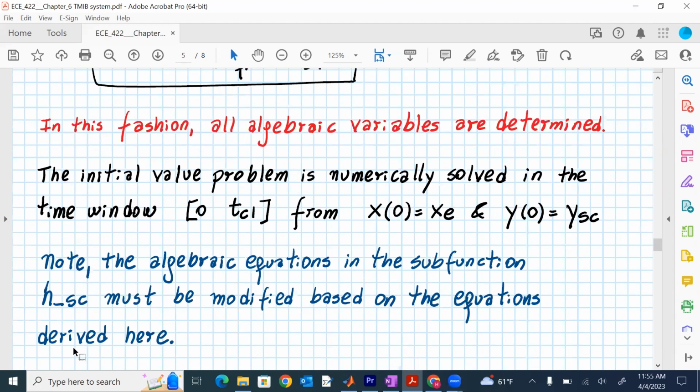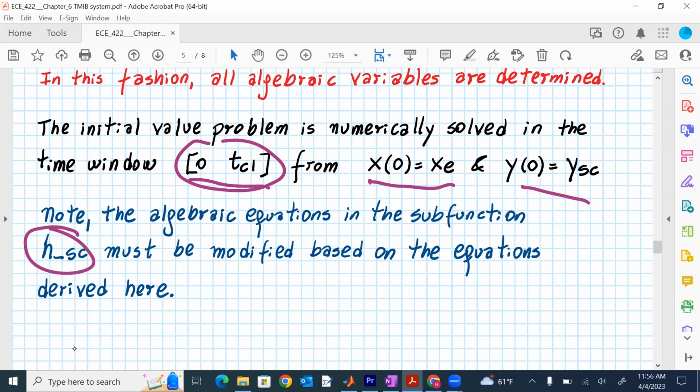Then we can solve the initial value problem in a specific window of time from 0 to the clearing time. We're going to start from the state variables that have remained constant at time 0 and the new algebraic variables we have determined because of the short circuit. From this point, we integrate the set of differential algebraic equations and we have a solution over this window of time. We need to remember that because we have a short circuit, the algebraic equations have been modified. Therefore, the function that we use to specify the set of differential algebraic equations needs to be updated to the short circuit at bus 2.